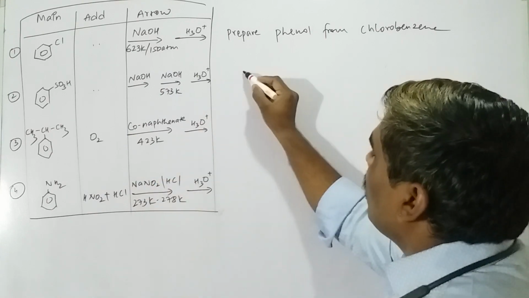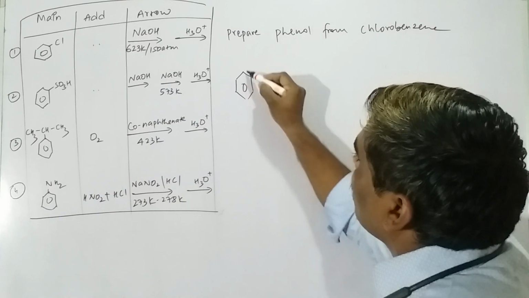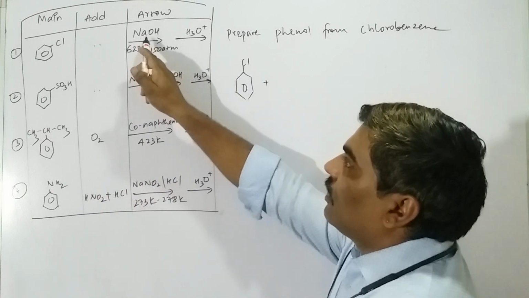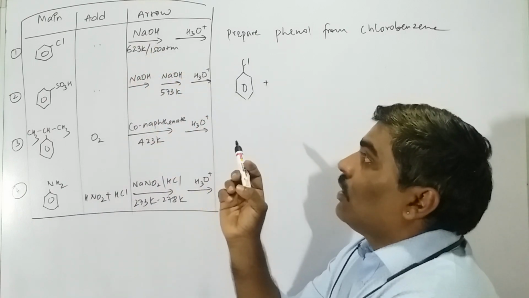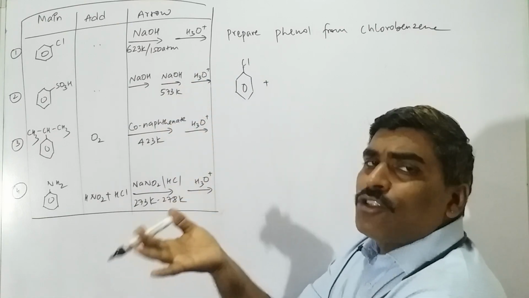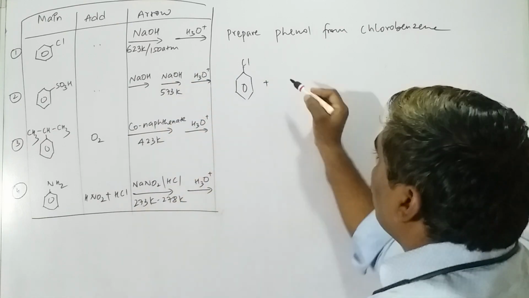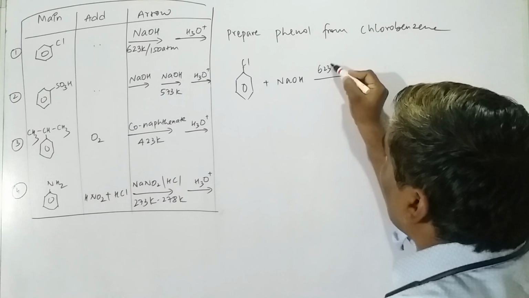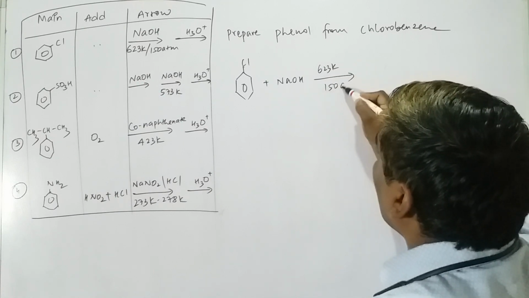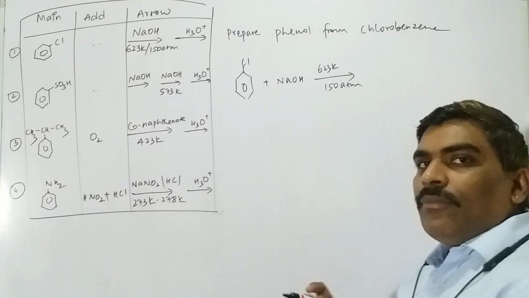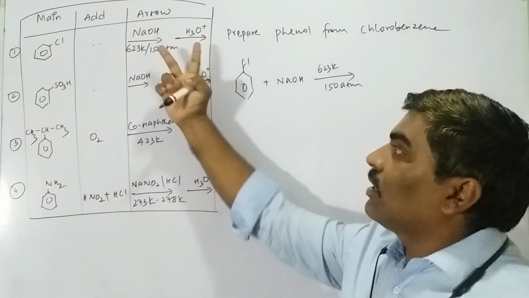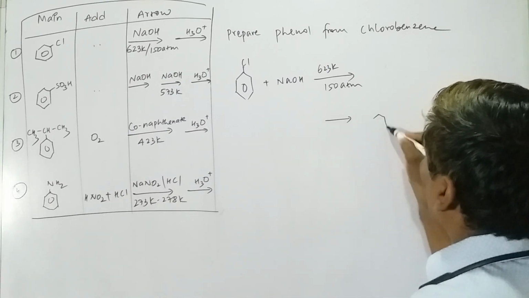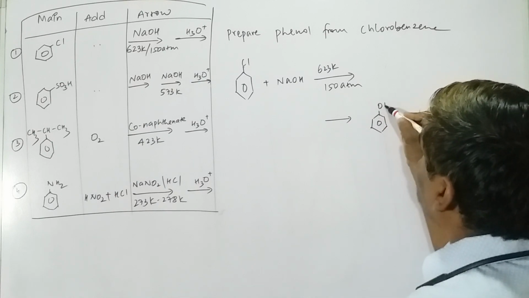Suppose we have chlorobenzene here, that is actually given. Plus this reagent sodium hydroxide, which is there on the arrow; the meaning of that is we can add it. It's not a catalyst or something. Okay. So NaOH here, and 623 Kelvin and 150 atm. See, two arrows given means a two-step process. So one step is this. Next step, phenol is what you are going to get here.